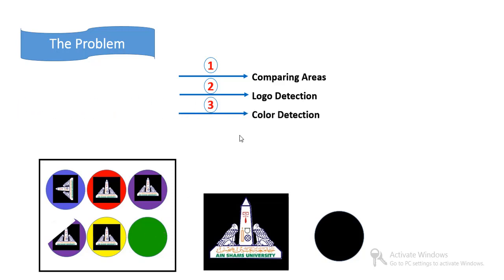And the third step, you will detect the color, okay? And number 4, you will locate the centroid of each object to give these coordinates to a robotic arm to pick this object from the conveyor, okay?